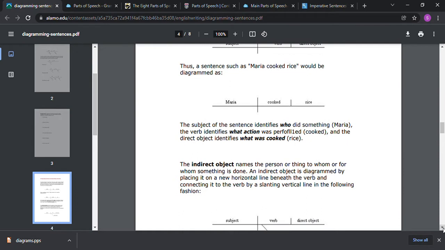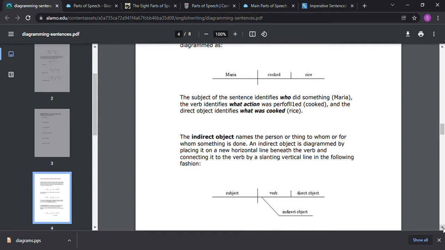The indirect object names the person or thing to whom or for whom something is done. An indirect object is diagrammed by placing it on a new horizontal line beneath the verb and connecting it to the verb by a slanting vertical line in the following fashion.